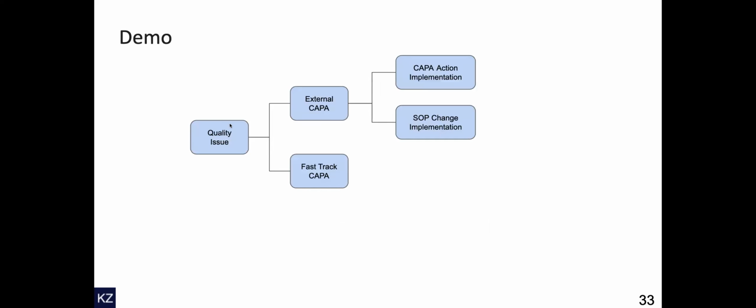What we have done is put together a scenario where a quality issue assessment results in either an external CAPA or a fast track CAPA. And if it's an external CAPA, of course, it's a lot more elaborate. You need to ensure that the action implementations are done, SOP changes are actually being handled as part of the CAPA itself. And there are many other tasks that are done, including risk assessment and root cause analysis and things like that. Okay, so this is our demo scenario.